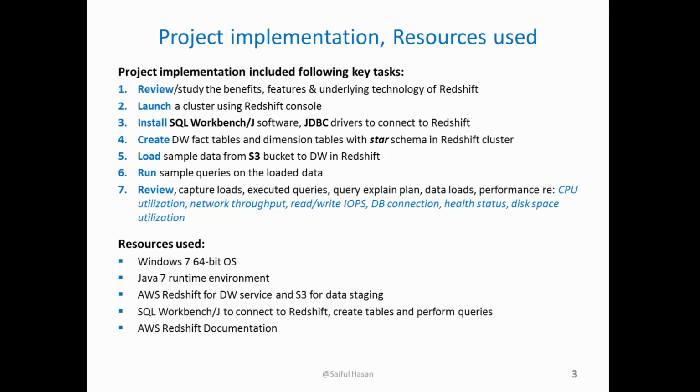The project was implemented as follows. We started with reviewing and studying the literature to understand the benefits, features, and underlying technology that Redshift offers, and then launching a cluster using the Redshift console, installing the tools and drivers to connect to Redshift, and creating a data warehouse with fact tables and dimension tables in a star schema, loading sample data from an S3 bucket to Redshift and running sample queries on them. Afterward, we reviewed and captured the loads, the queries, the query plan, and the data load performance, such as CPU utilization, and so on.